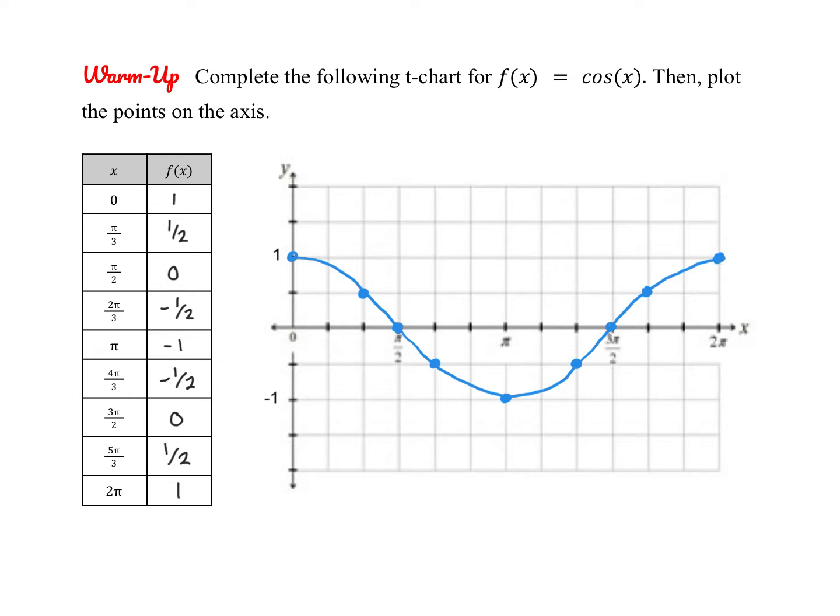So this is the parent function for cosine. Of course, it would continue this pattern infinitely to the right and left, but this is just one cycle of our graph.